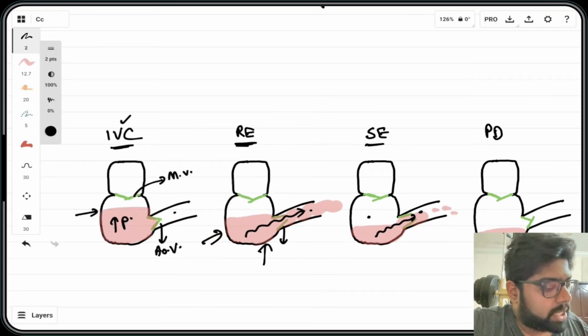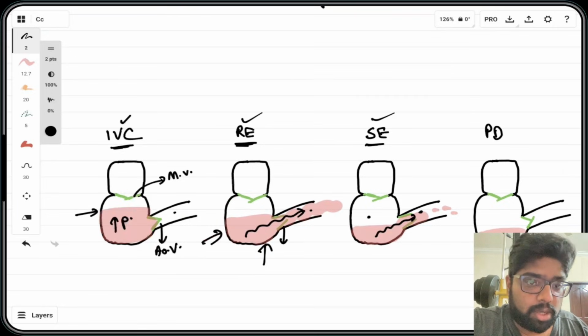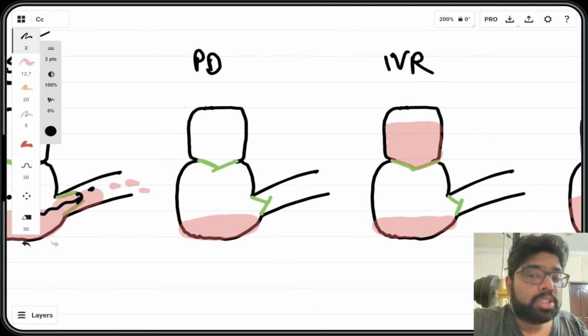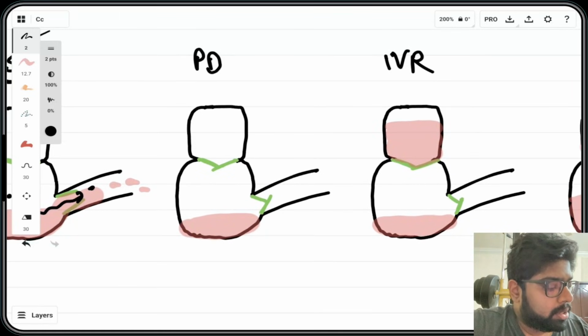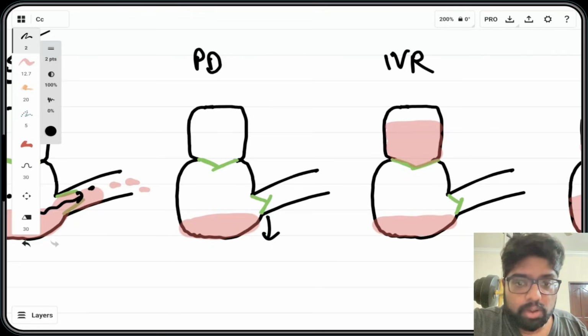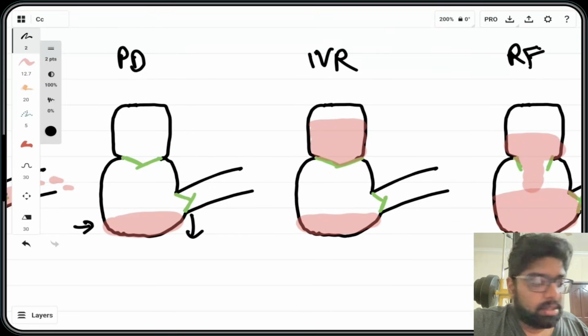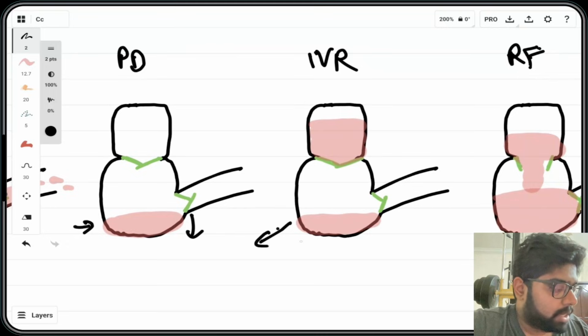So isovolemic contraction, rapid ejection, and slow ejection. These are the three phases of ventricular systole. Now that enough blood has been pushed out of the ventricle, what will happen? The semilunar valve will close, the aortic valve is closed. There is some amount of blood which is left in the ventricle after systole. What happens next? The ventricle will now start relaxing.